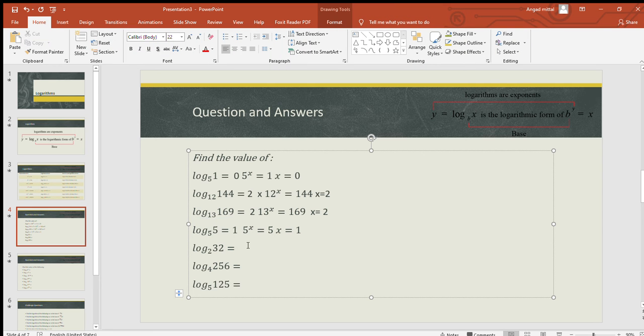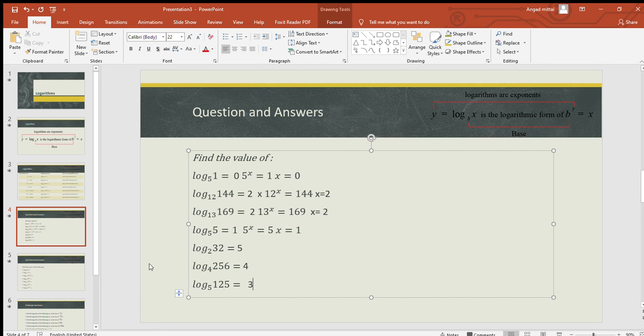For the second question, the answer will be 5 because I know that 2 raised to the power 5 is equal to 32. Now for the second last question, the answer is 4, and the last question will be 3. Therefore, 4 raised to the power 4 is 256, and 5 cubed is 125.